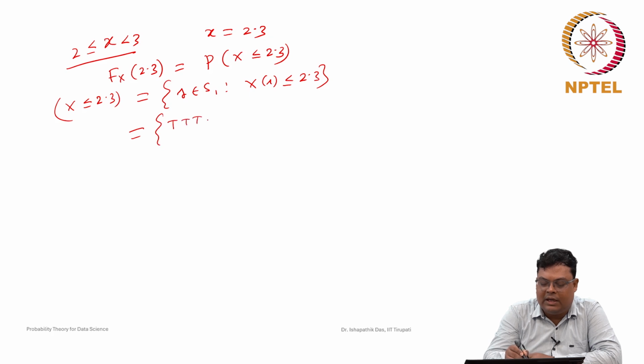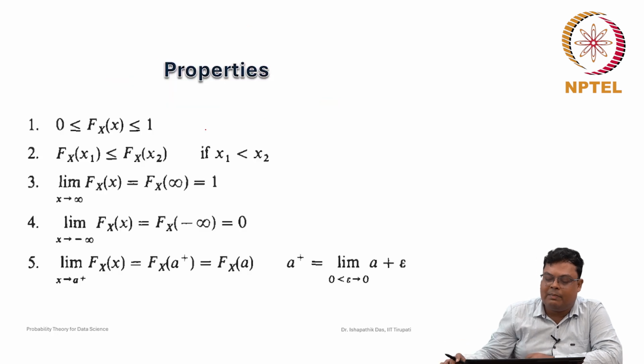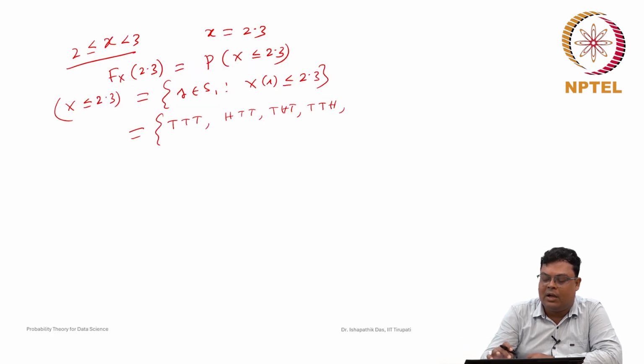So 0 means 0 heads, that is tail, tail, tail. 1 means one head: head, tail, tail; tail, head, tail; and tail, tail, head. Then you can see that to whatever the previous observation was, here we are adding more observations. That's why it is called the cumulative distribution function. So cumulatively, we are adding sequentially.